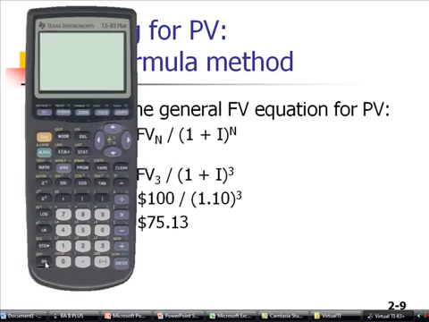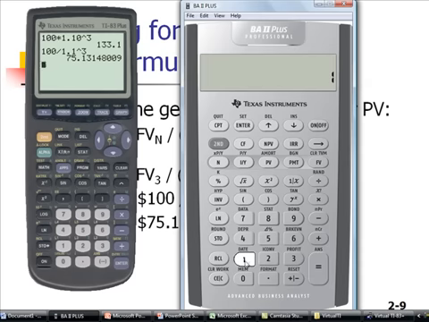That's easy on either a graphing calculator or a non-graphing calculator. 100 divided by 1.1 to the power of 3 gets us $75.13 for the present value. We could also do this on a TI BA II Plus. We take our $100, that's the future value, but then we want to go back to the present, so divide by 1.1 to the power of 3, and that's going to give us $75.13.